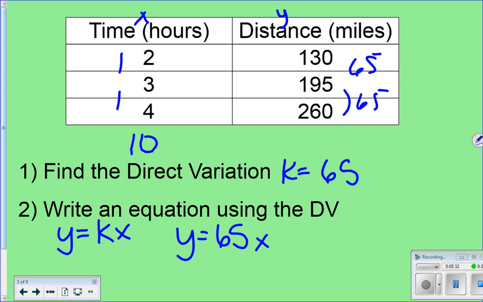Well, what's in my x column now? 10. So guess where I can put 10? Yeah, let's put it in for x. What am I going to get? 650, and that's going to go in my y column.